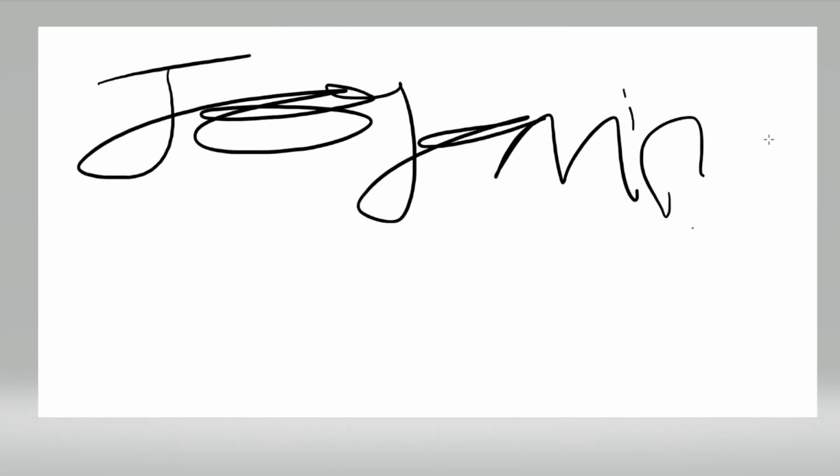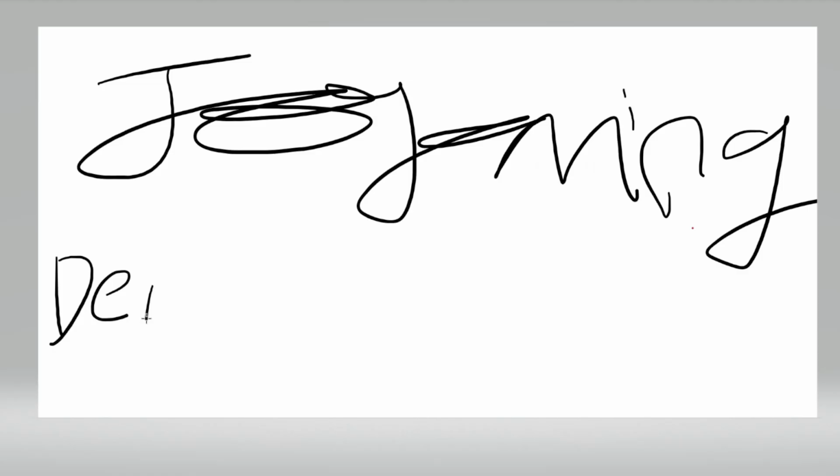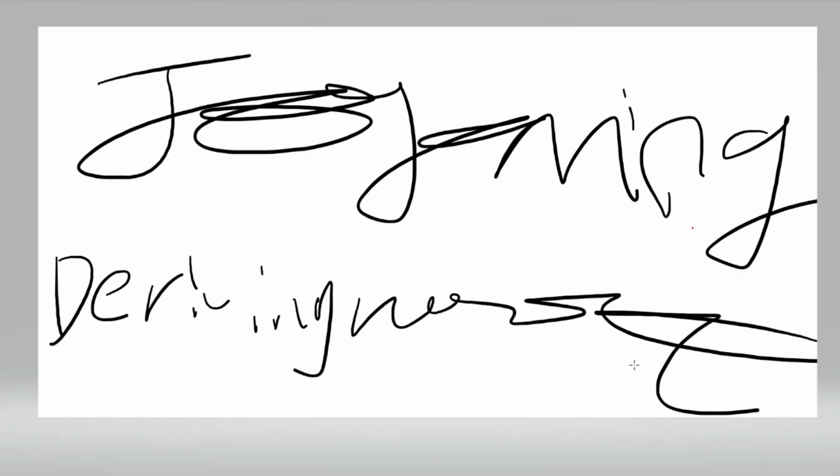This is part 2 of deriving moment of inertia equations for some shapes. This is the second shape. We have a total of 3 shapes. It's part 2 out of 3.